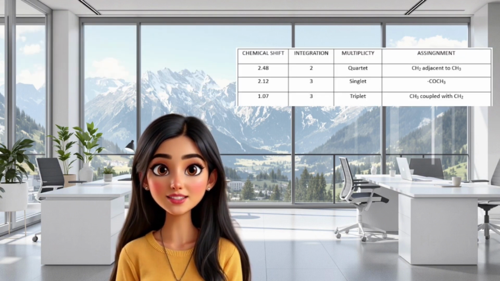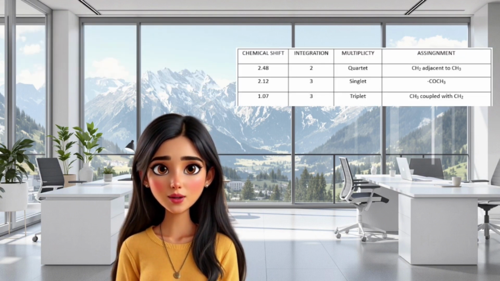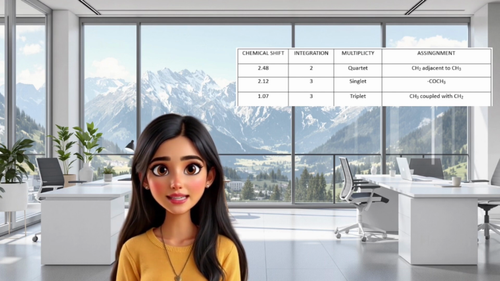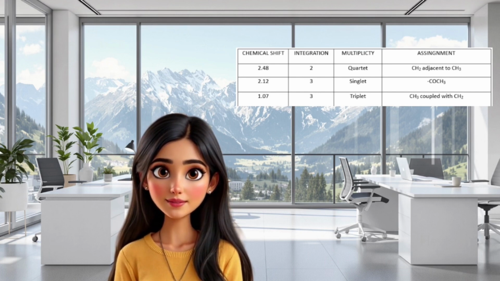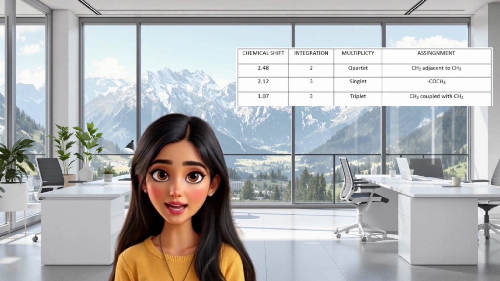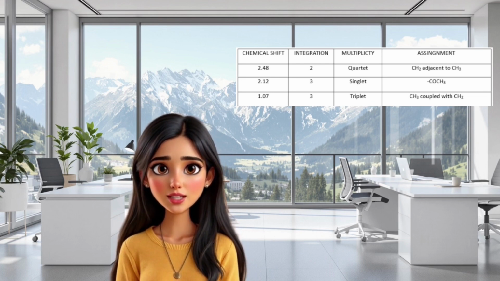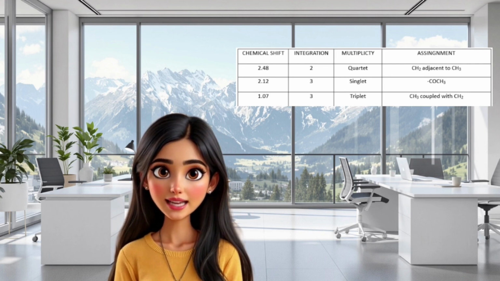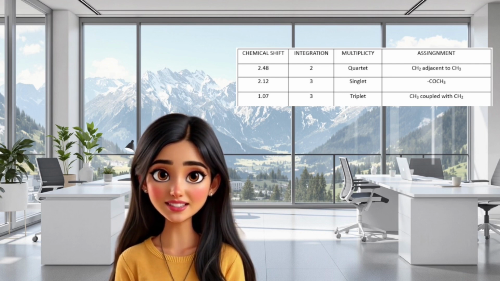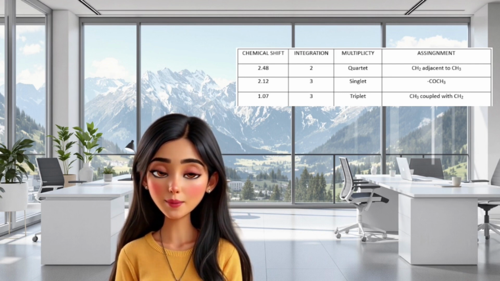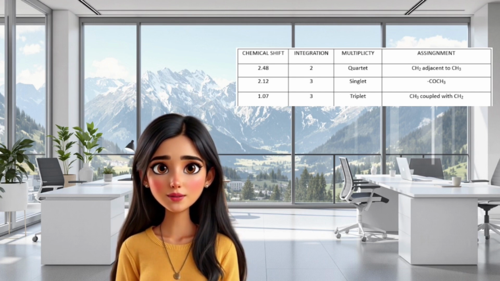Next, we analyzed the proton NMR data. There are 3 signals. Firstly, 2.48 ppm, integration of 2, a quartet. This corresponds to a CH2 group adjacent to a CH3 group. Then, 2.12 ppm with integration of 3 and a singlet, which is assigned to the COCH3 group, meaning a methyl group next to a carbonyl.